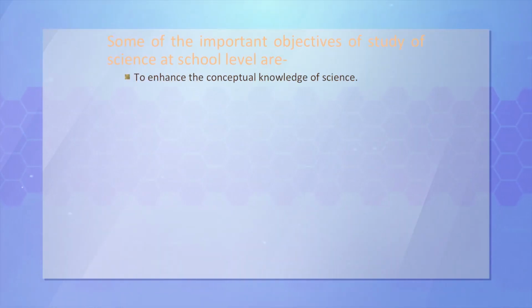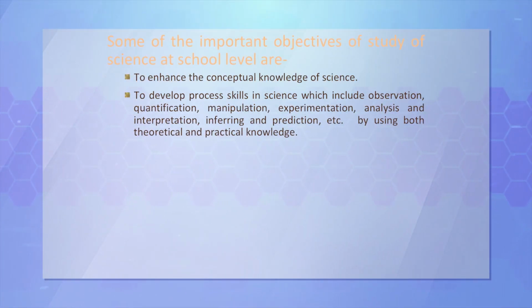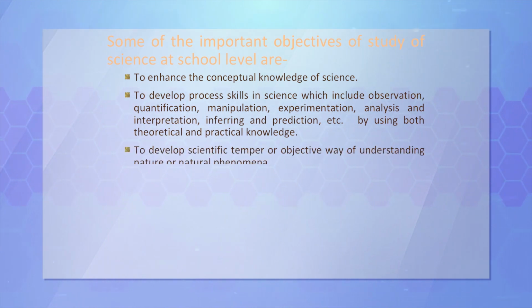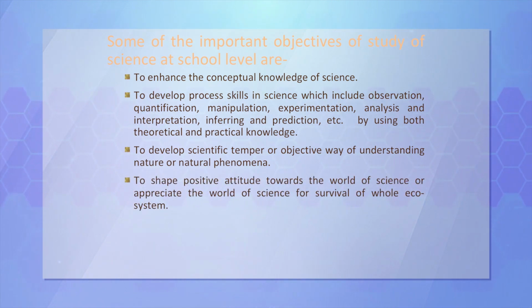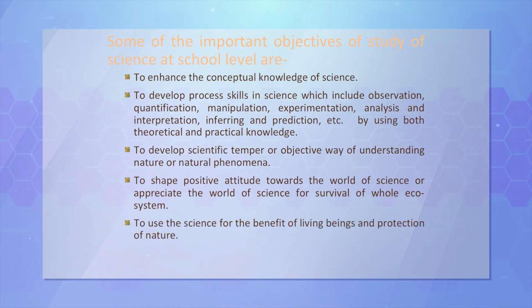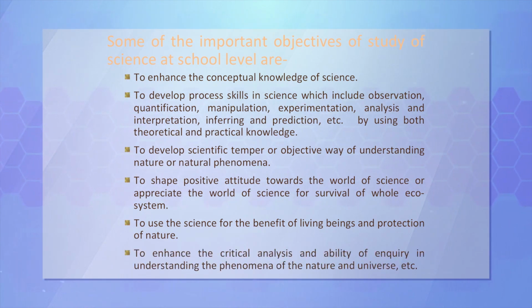Some of the important objectives of the study of science at school level are to enhance the conceptual knowledge of science, to develop process skills in science which include observation, quantification, manipulation, experimentation, analysis and interpretation, inferring and prediction, etc. by using both theoretical and practical knowledge. To develop scientific temper or an objective way of understanding nature or natural phenomena. To shape a positive attitude towards the world of science or appreciate the world of science for the survival of the whole ecosystem. To use science for the benefit of living beings and protection of nature. To enhance critical analysis and the ability to inquire in understanding the phenomena of nature and the universe, etc.